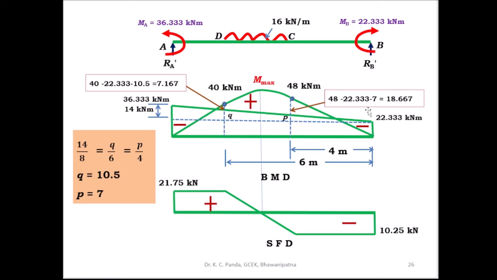So this is the final bending moment diagram. This is the point of contraflexure, and here you got the positive bending moment at D, positive bending moment at C, and the negative bending moment, fixed moment at A and B. Negative, negative, positive, and this is the maximum positive moment, and this is the shear force diagram, negative and positive.